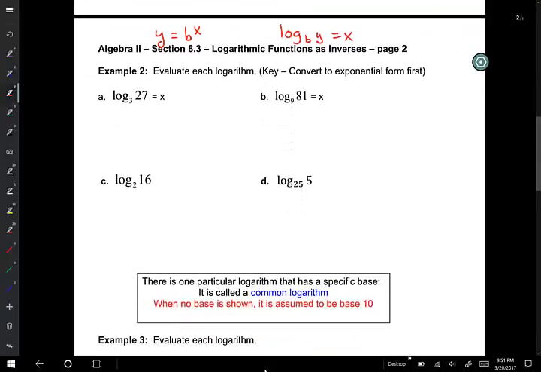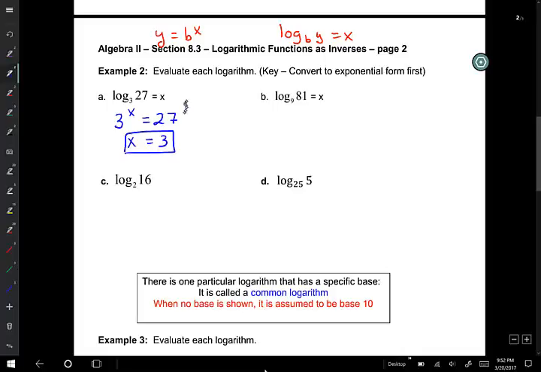So here we go. Here we have the log base b of y. So the log base 3 of 27. We rewrite this as 3 to the x equals 27. You may ask yourself, what cubed equals 27? Well, possibly you can just realize that x equals 3.